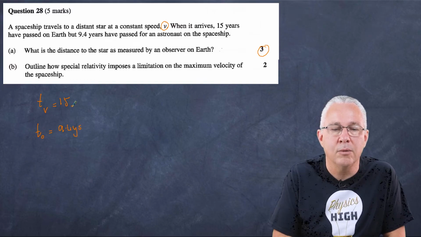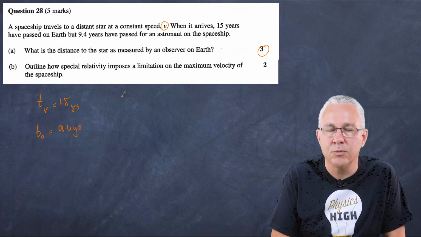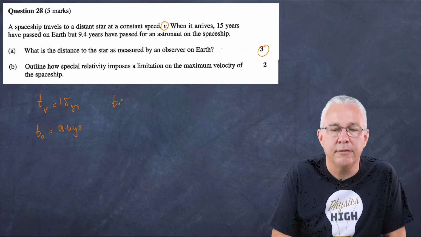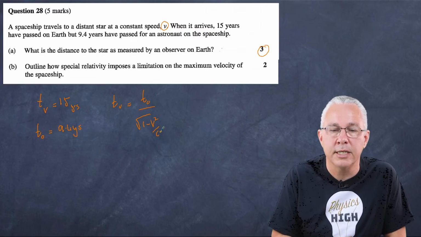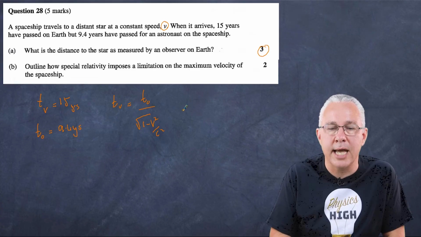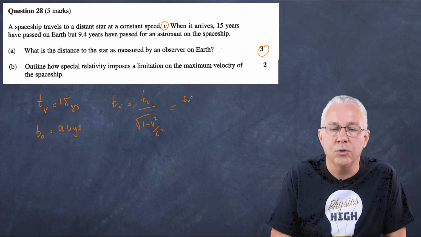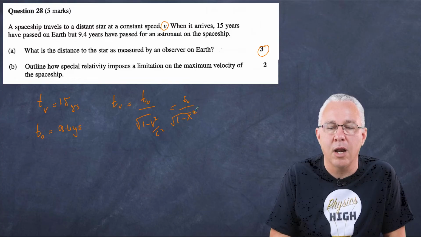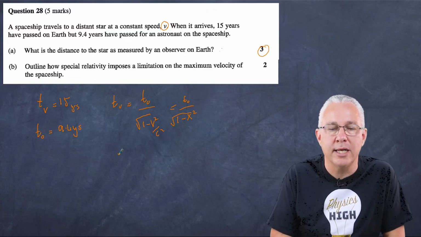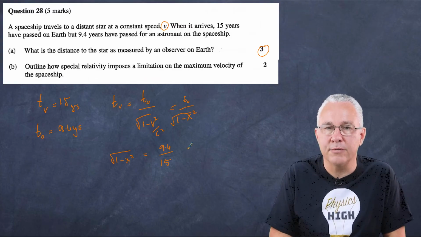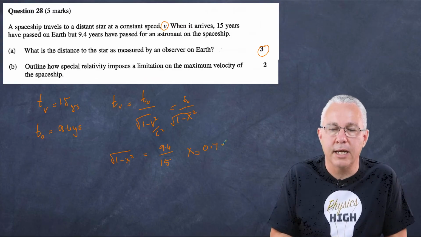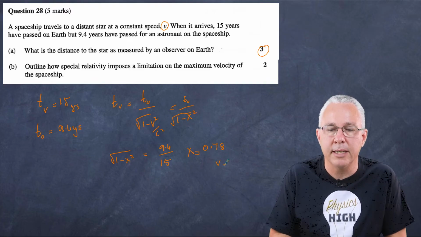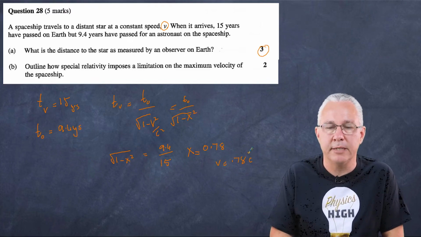Now what does that mean, what can we work out? Well, that means we can work out the velocity, because t equals t naught over the square root of 1 minus v squared over c squared. Now I'm going to make this actually equal to t naught over the square root of 1 minus x squared, where that x becomes our fraction of the speed of light. So if I rearrange that formula and substitute that in, my x as a result becomes 0.78. The velocity ends up being 0.78 times the speed of light.